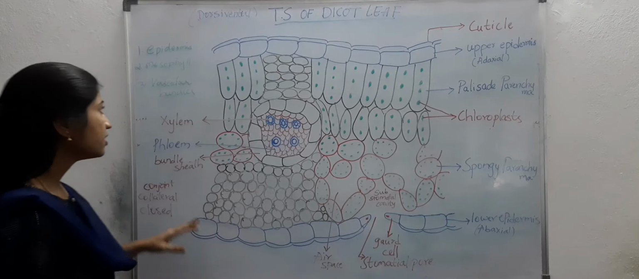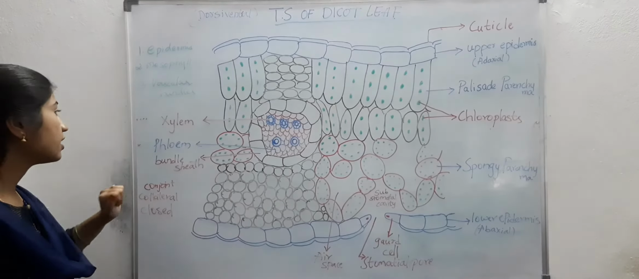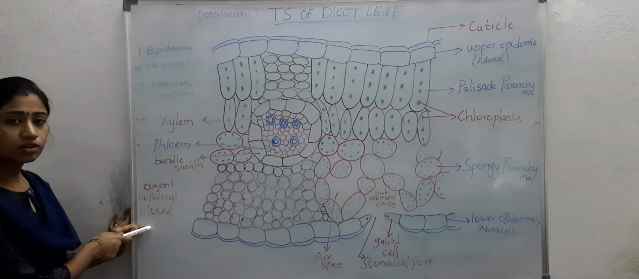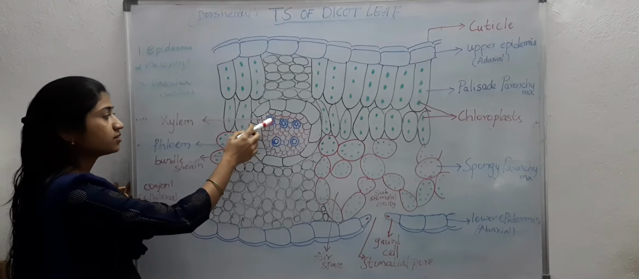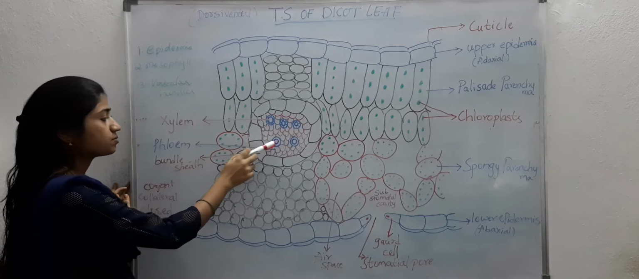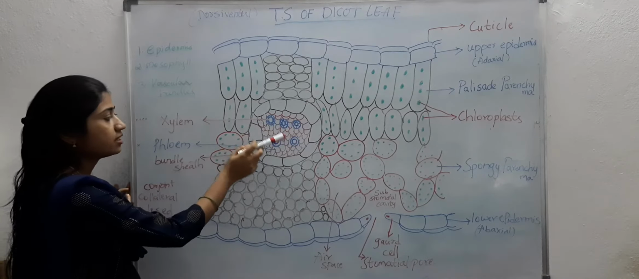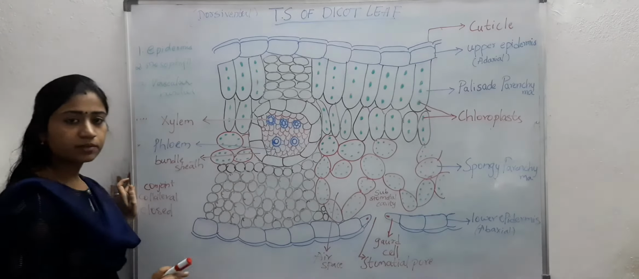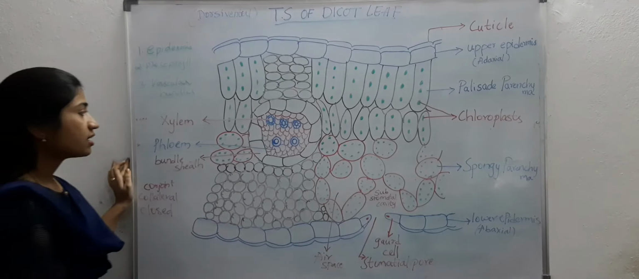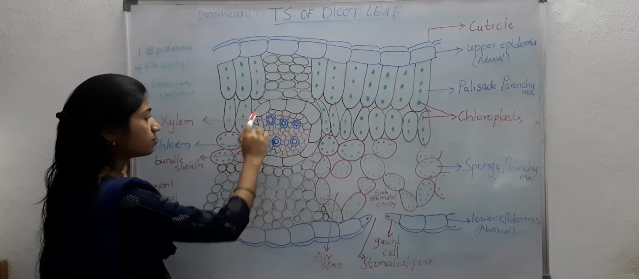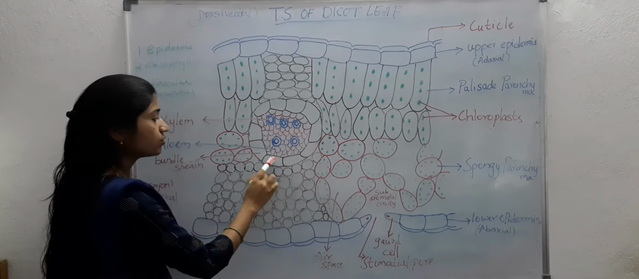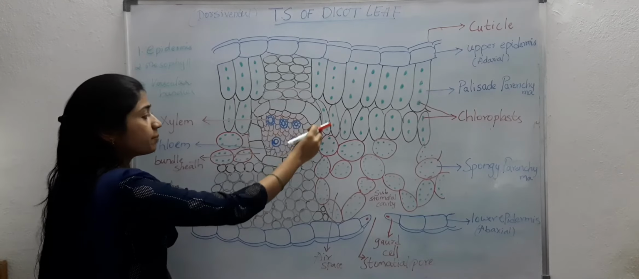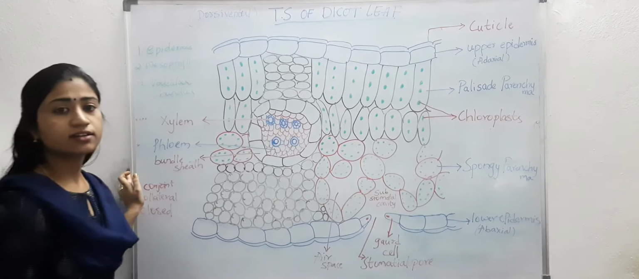The vascular bundles in the dicot leaf are conjoined, collateral and closed. Conjoined, collateral and closed means the xylem is present towards the upper side and the phloem is present towards the lower side. This is the xylem and this is the phloem, and the cambium is absent in between them. Surrounding the vascular bundles, there is a sheath of specialized mesophyll cells which are compactly arranged without any intercellular spaces.